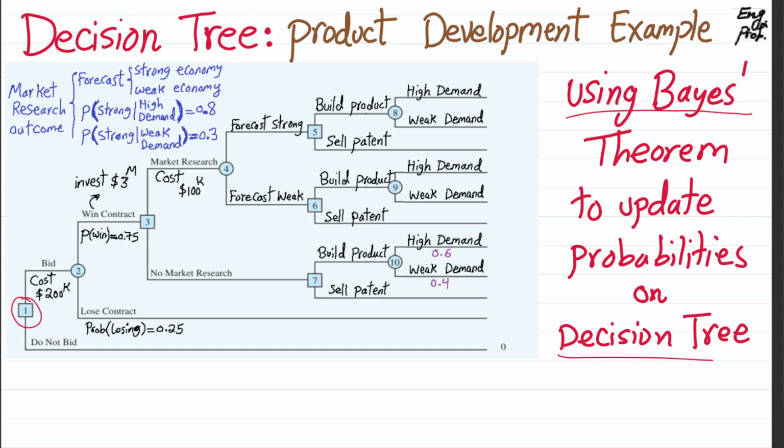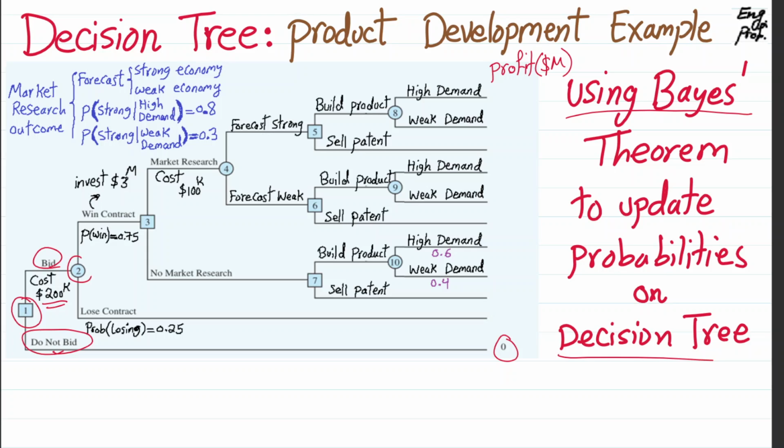Decision node number one: either we are bidding on a project or not. If we do not bid, we're not spending anything, therefore the payoff is zero. Let's say the payoff or profit in millions of dollars is reported as the leaves of the decision tree. And if we bid, then there is a cost of $200,000 just to prepare the bid for the project, so we have to spend that much money.